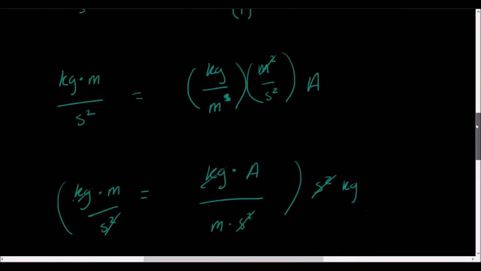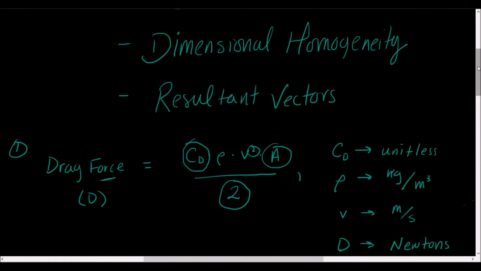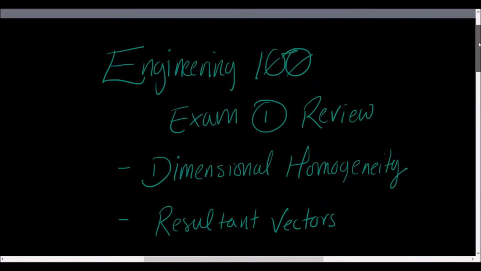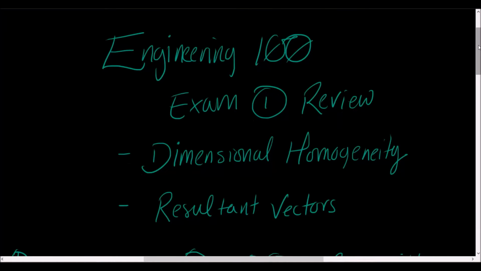So in this video, what I'm going to be doing is going over two topics. I'll probably just split the video in two: one of them I'll be talking about dimensional homogeneity, and the other one I'll talk about resultant vectors, because I know we didn't talk about them as much or nearly as much as I wanted to in class. So I'll just go over two quick examples, one for each, and it will surely help you on the exam that you have this coming Tuesday. So let's go ahead and get started.